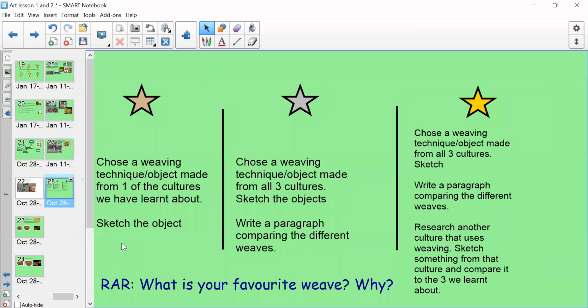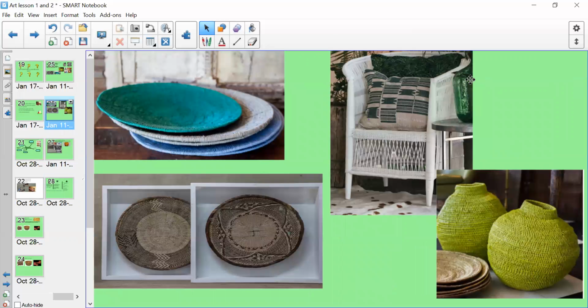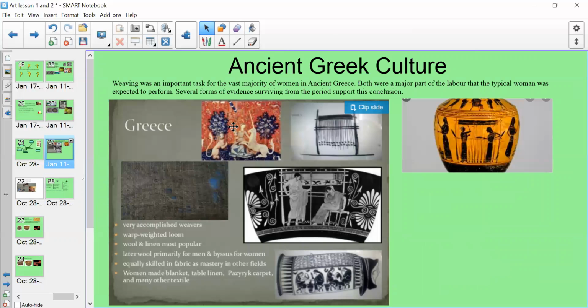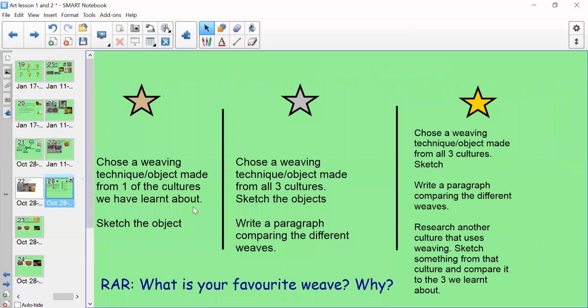So what we're going to do is we've got 3 different challenges. Everybody's going to sketch, but if you choose the bronze challenge, you will just sketch one object from one of the cultures. So if you'd like to sketch something from the African culture, you will go back to that slide and you could choose to sketch those 2 green baskets, or you could choose to just sketch the chair. Or if you'd like to sketch something from the Greek culture, you could choose one of these pictures over here. So that's the bronze challenge.